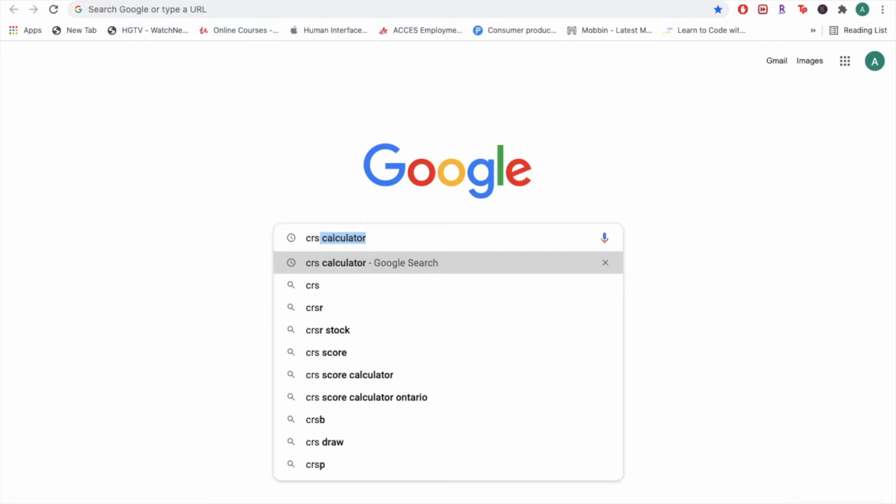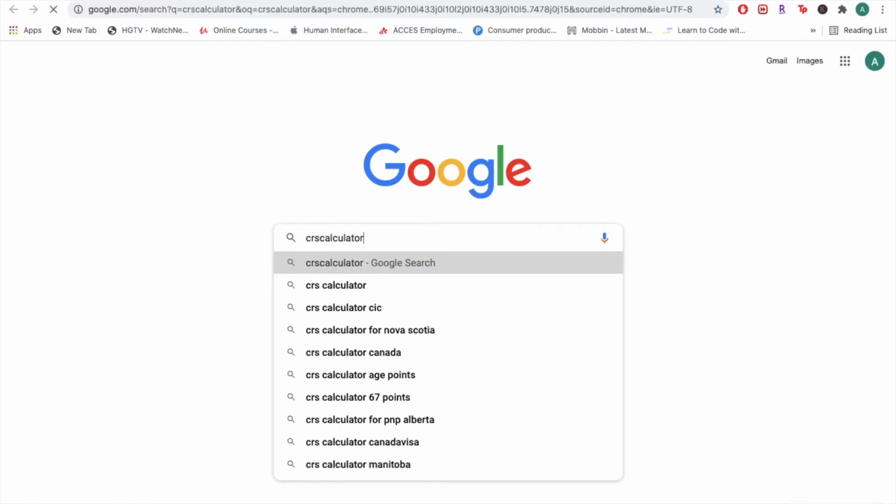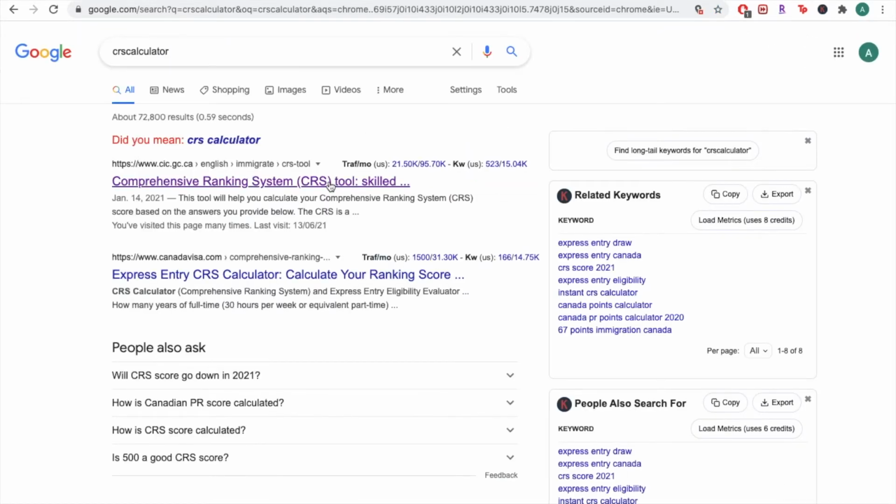So the first thing we're going to do is type in CRS calculator into Google. On my Google homepage right now, it pops up as the first thing, and it should also pop up as the first thing on your Google homepage.